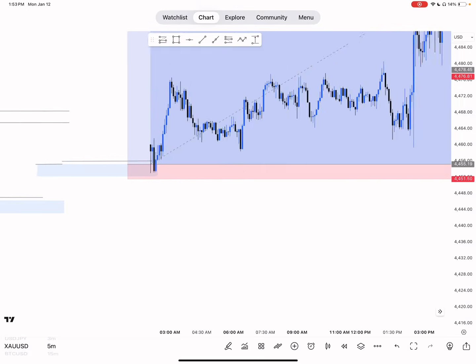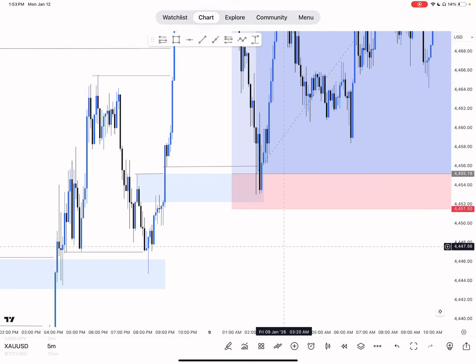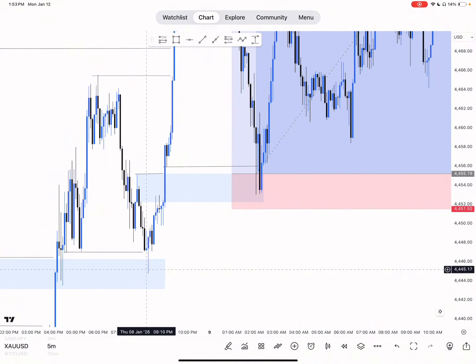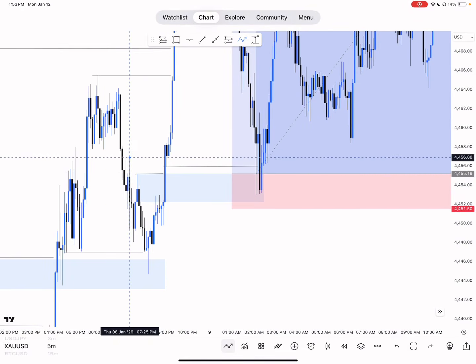You will see this thing will be very clear to you. Now, after the market has mitigated this 30 minutes breaker block, the market started pushing up. Then it gave us a structure shift here. Now, why will I count this as my structure shift? Let me show you something.